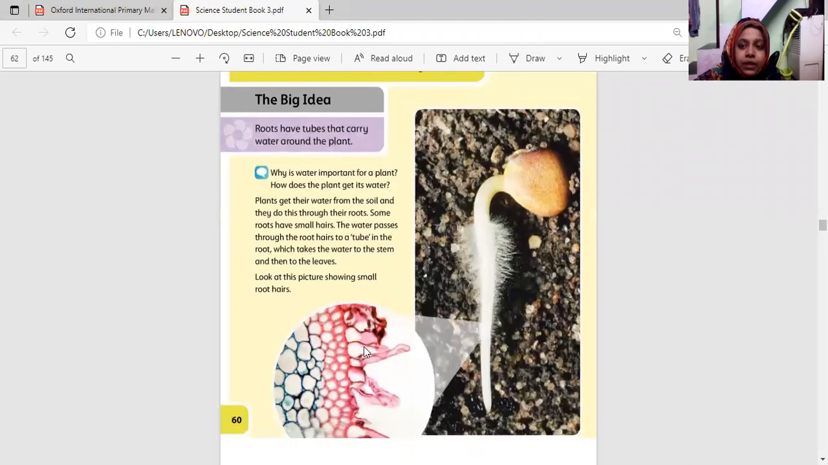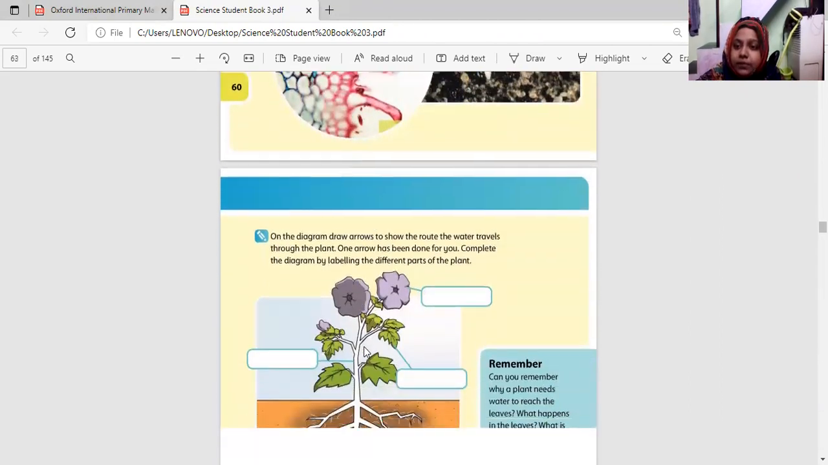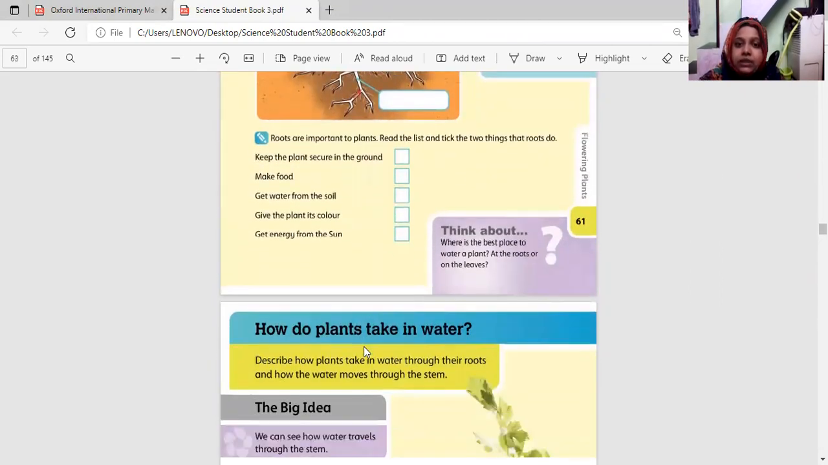But again, there are some important questions that are given beneath the diagram. We'll be quickly solving them so that we are thorough with the questions that we've done. Okay, roots are important to plants. Read the list and pick the two things that roots do. So what are the two main functions of the root? Do they keep the plant secure in the ground? Yes, the roots keep the plant secure in the ground.